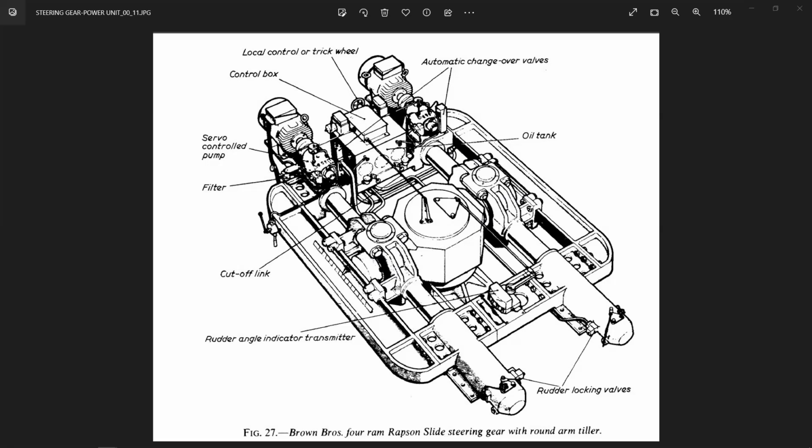It is no longer used. The Rapson slide is still used, but they have changed this arrangement, because why? What is happening here? You have got a ram which is not uniform. You've got one ram, then you've got a flange which is connected to this clamping piece, a clamp on one side and another side, which is joined together at the center.